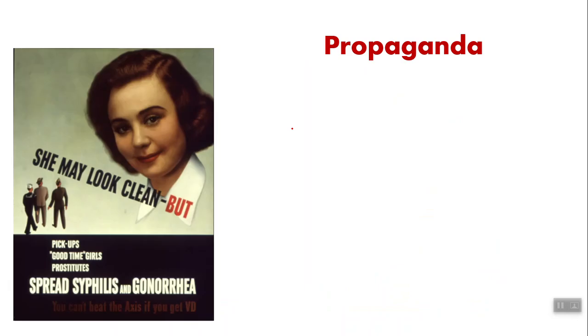So here is how that plays out visually with propaganda. I love this ad so much. So much, you guys. You have no idea. I wish this was in person so we could actually have a discussion about this ad. This piece of propaganda is from the 1940s, if you couldn't tell by the looks of the woman. She may look clean, but pickups, good time girls, prostitutes, spread syphilis and gonorrhea. And then this: you can't beat the Axis if you get VD.